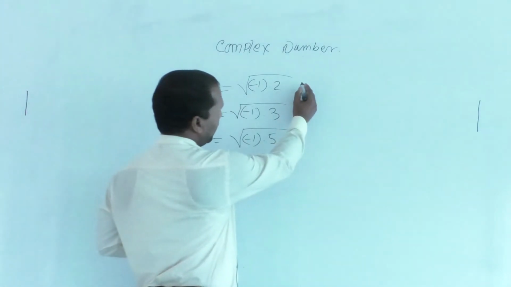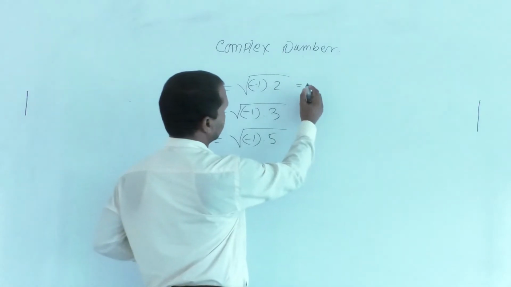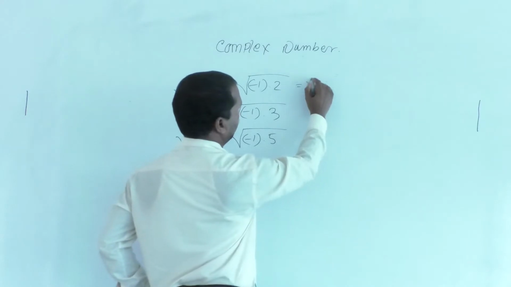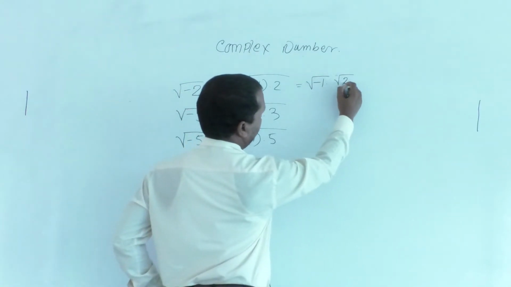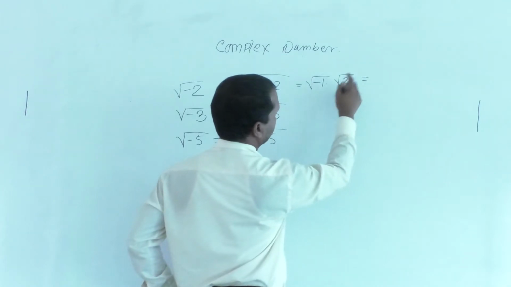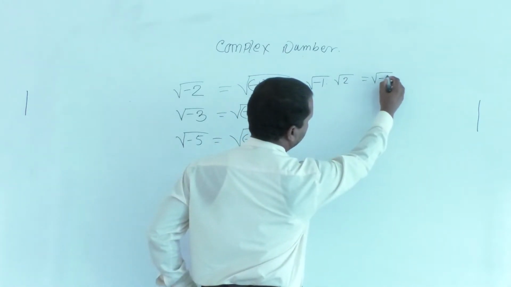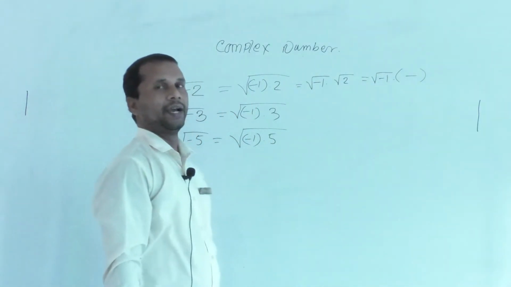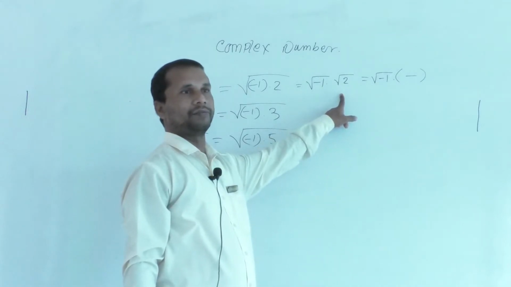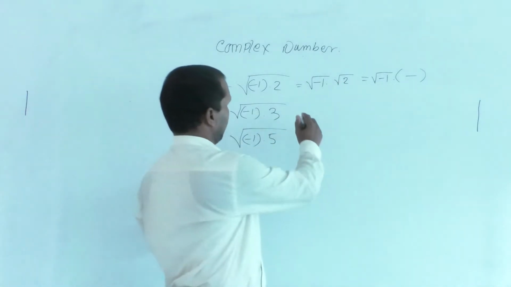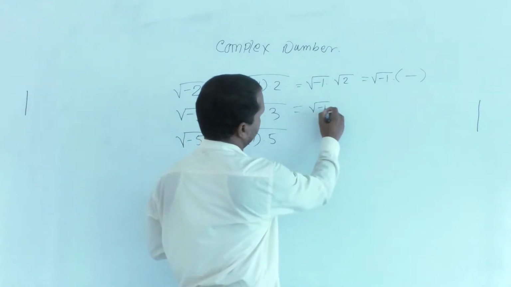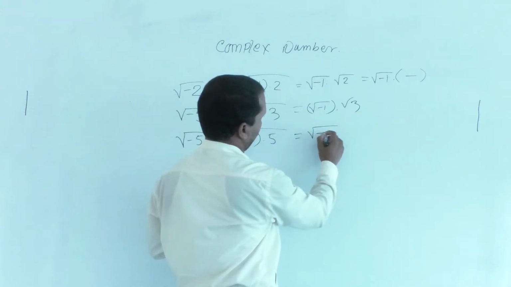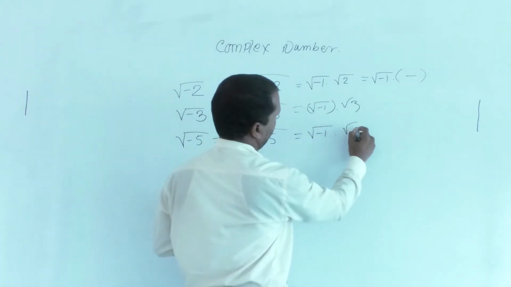Now again, if you simplify, root over minus 1 into 2 equals root over minus 1 into root over 2. Now you know the value of root over 2. Again, root over minus 3 is root over minus 1 into root over 3, and root over minus 5 equals root over minus 1 into root over 5.